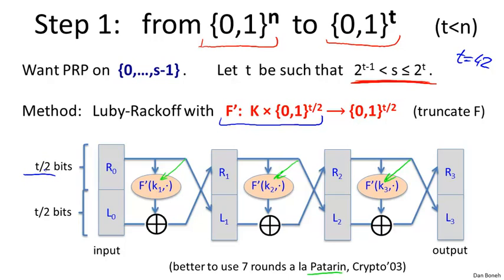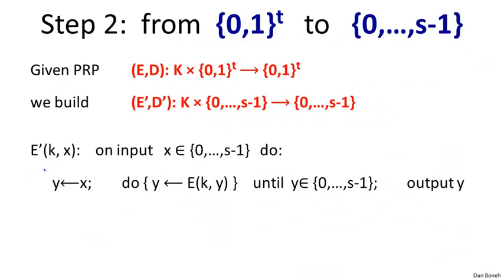But that's not good enough. We actually want to get a pseudo-random permutation on the set 0 to s minus 1. So step 2 will take us down from {0,1}^t to the actual set 0 to s minus 1 that we're interested in. And this construction is, again, really, really cute, so let me show you how it works. So again, we're given this PRP that operates on a power of 2, and we want to go down to a PRP that operates on something slightly smaller.